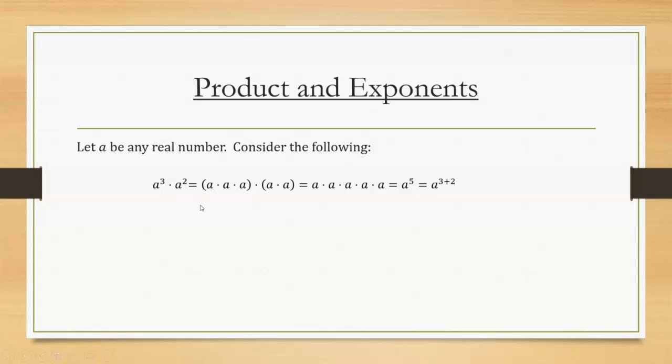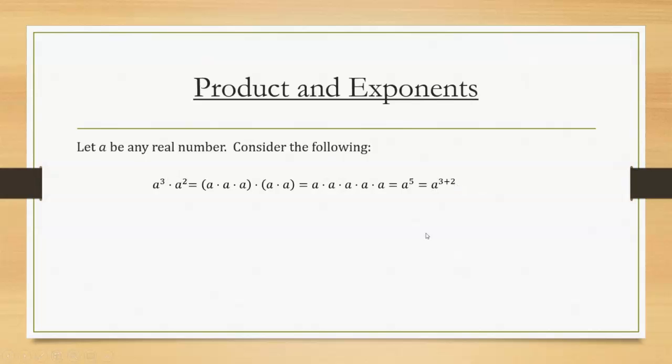A squared we have is a times a, right? Now the parentheses we really don't need because multiplication is associative, which means you can use parentheses in any way you want. So really, if I take these away, we have this, okay? Since you can see there's 5 copies of a, this is a to the 5th, and 5 is 3 plus 2.